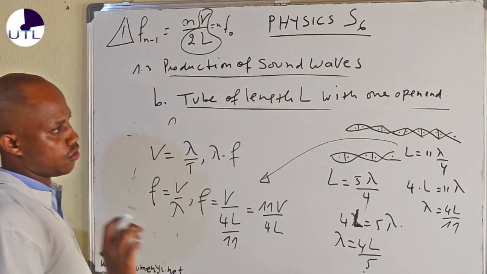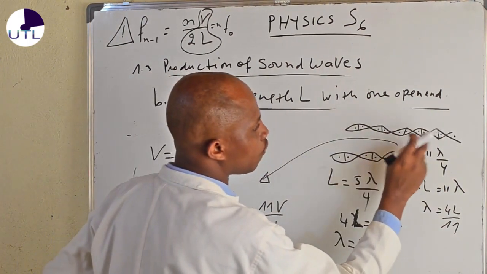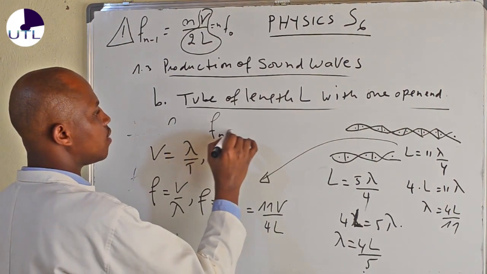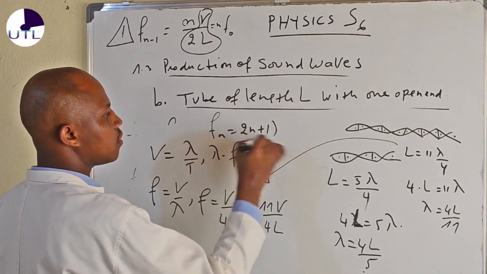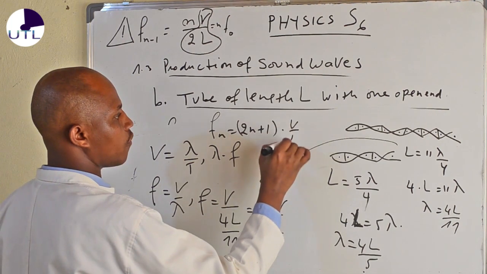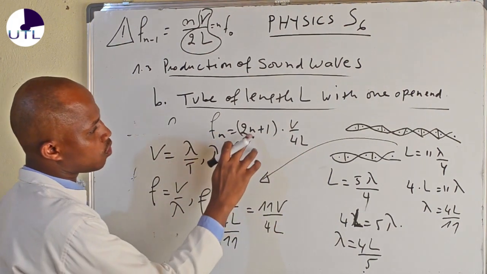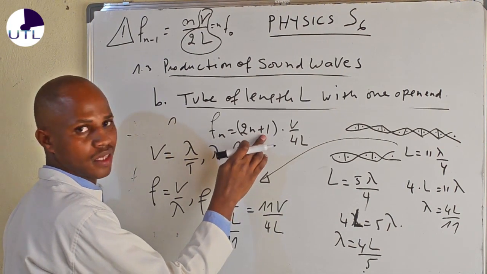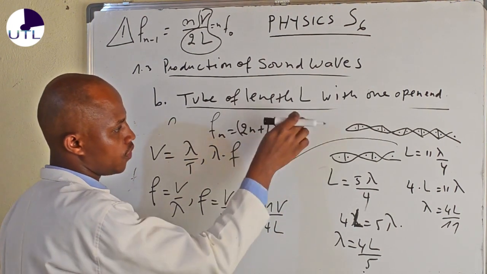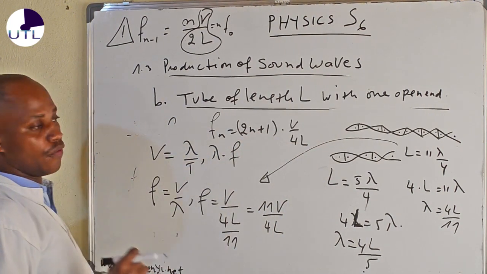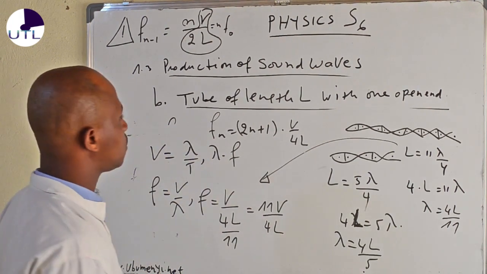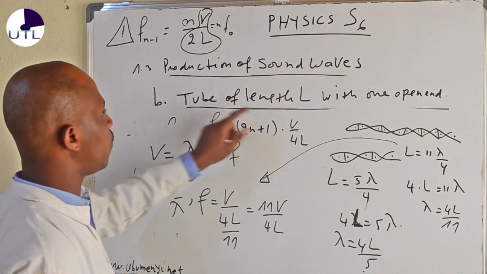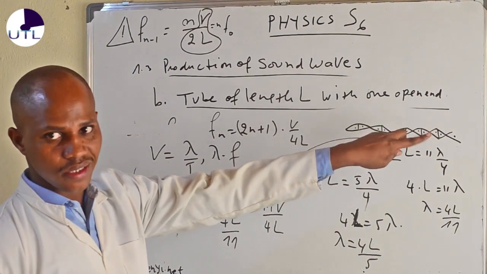Don't you see that the general formula shows us that if you know the general formula and you know the number of overtones, you have 1, 2, 3, 4, 5. So by using this formula, where Fn is equal to 2n plus 1 times V over 4L. Now if n is equal to 5, that's 2 times 5, that's 10, plus 1, that's 11, that's 11V over 4L. Very interesting. Don't you see that? At least now we know the general formula for the tube of length L with one open end.